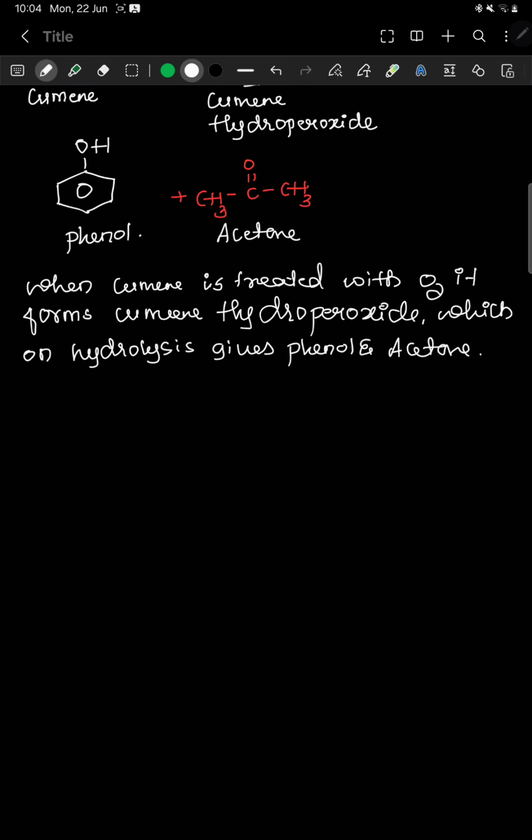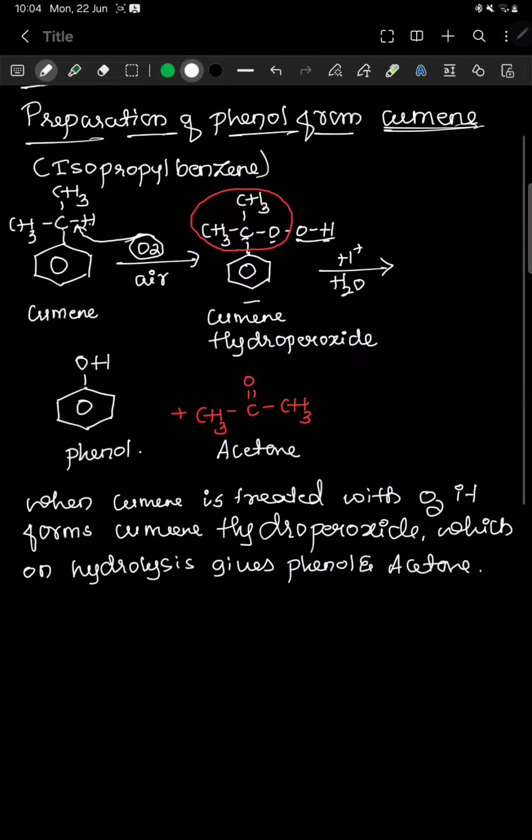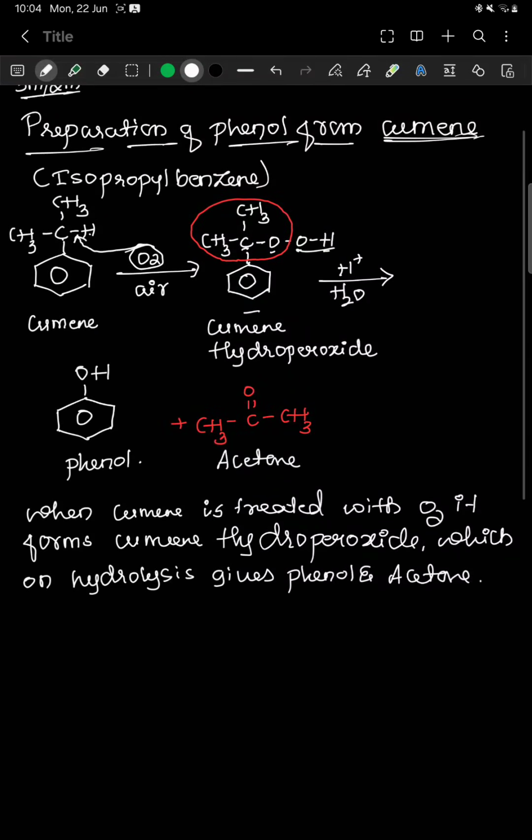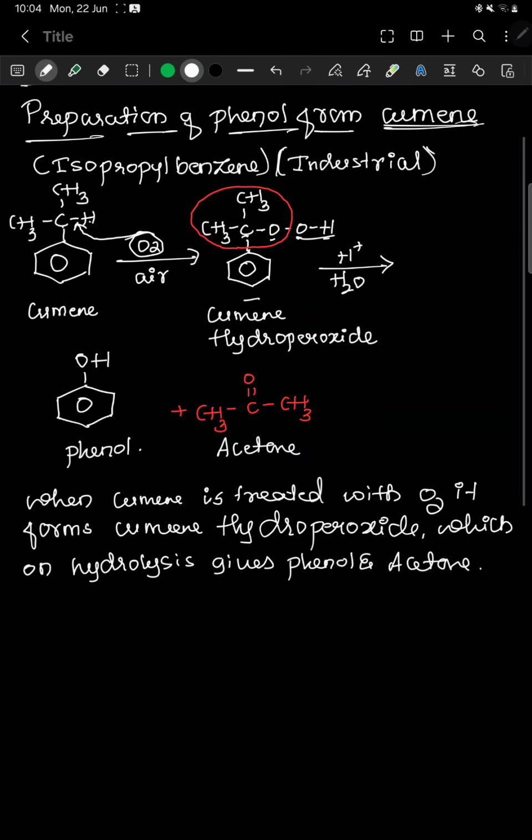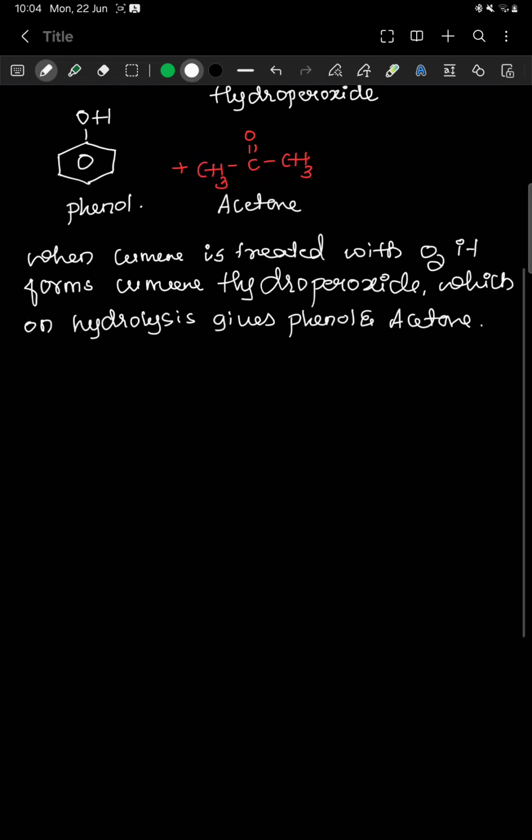You need to observe one thing here, students. This method of preparation from cumene is also called the industrial method of preparation of phenol. Remember, on a large scale, phenol can be prepared by this reaction. So this is a very important 2 or 3 mark question from the lesson alcohol, phenol, ether.